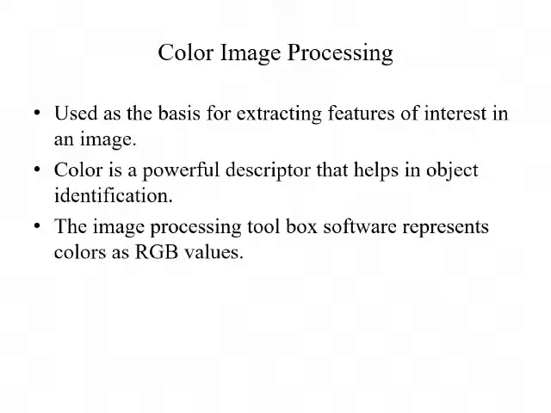The next step is the color image processing. It is used as the basis for extracting features of interest in an image. Color is a powerful descriptor that helps in object identification. The image processing toolbox software represents colors as RGB values. For example, RGB color space defines color as percentages of R, G and B hues mixed together.